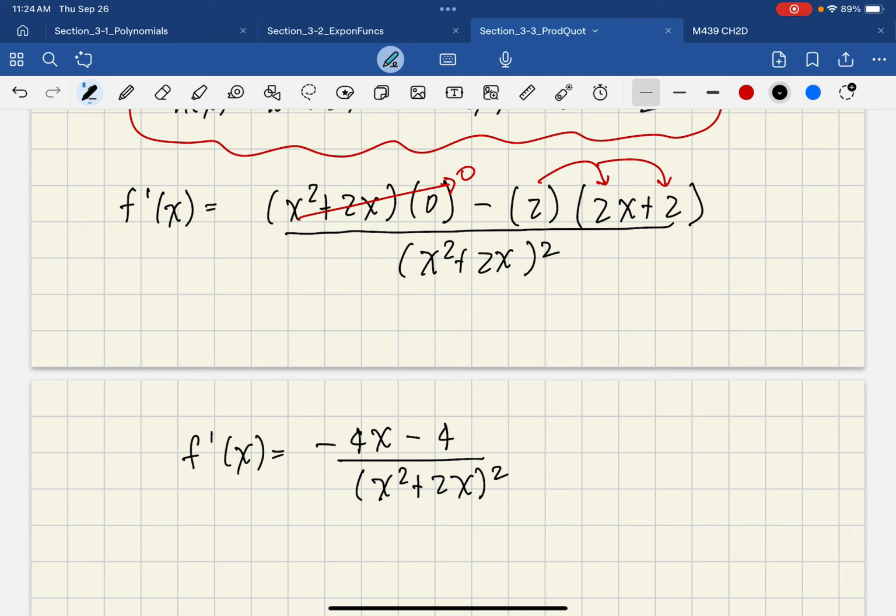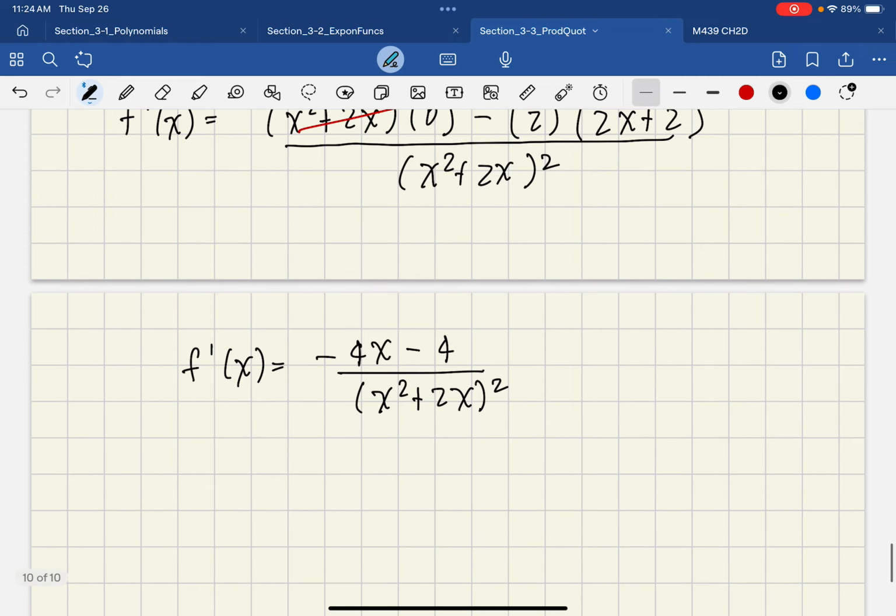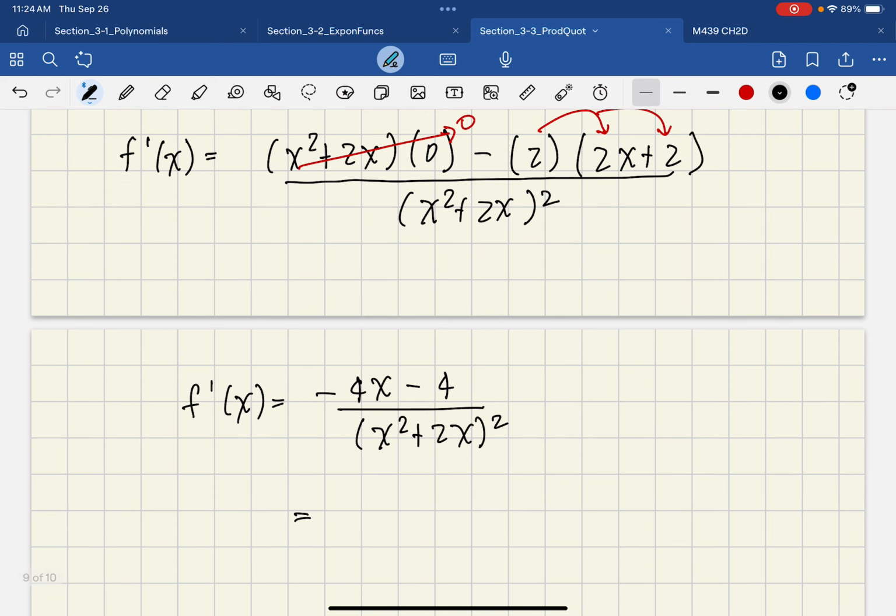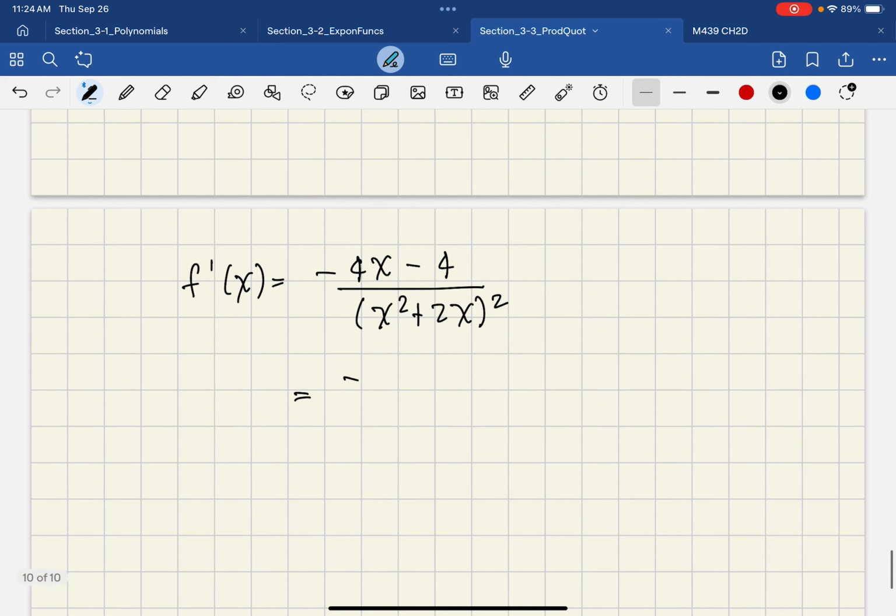There might be a little bit more that we could do here to simplify. It's a perfectly good answer, but if I factored the top, I could take out a negative 4, and I'd get x plus 1. And if I factor the bottom, inside the parentheses, I could take an x out, and what I would get is x times x plus 2 quantity squared. So I guess there isn't anything I can cancel. But this might be another form, perhaps a book form of the answer. And that's our first example problem.